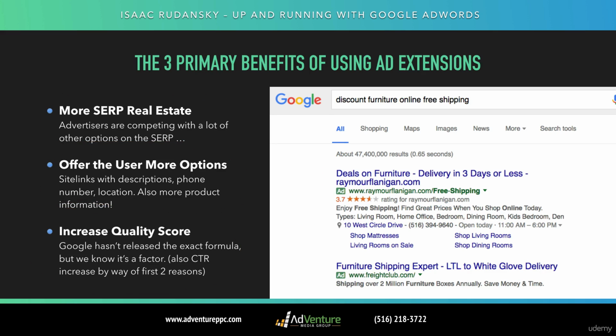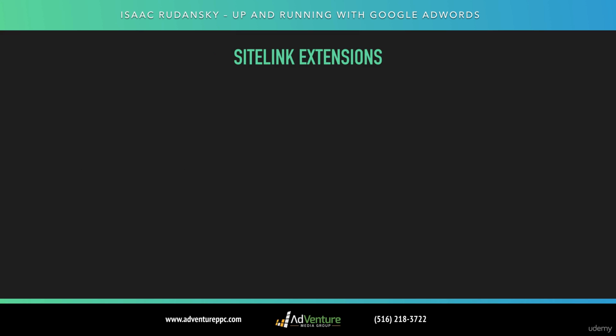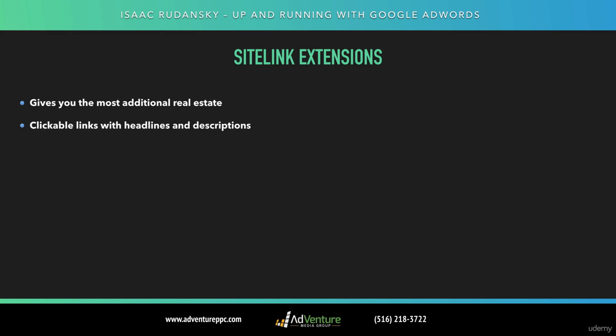Now let's talk about all these different ad extensions in greater detail. So we have Sitelink extensions. The reason why I chose to talk about Sitelink extensions first is that if there's going to be one ad extension that you use, it should be Sitelink extensions. They're by far the most powerful. It gives you the most additional real estate. Every Sitelink is a clickable link with headlines and descriptions. We'll talk about that in a second.